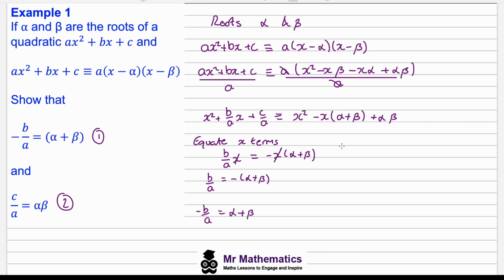And if we equate the constant terms, we can see this positive c over a on the left-hand side will be equal to this alpha beta. And this is the second equation we were asked to show. So in our next video, I'm going to show you how we can use these two equations.